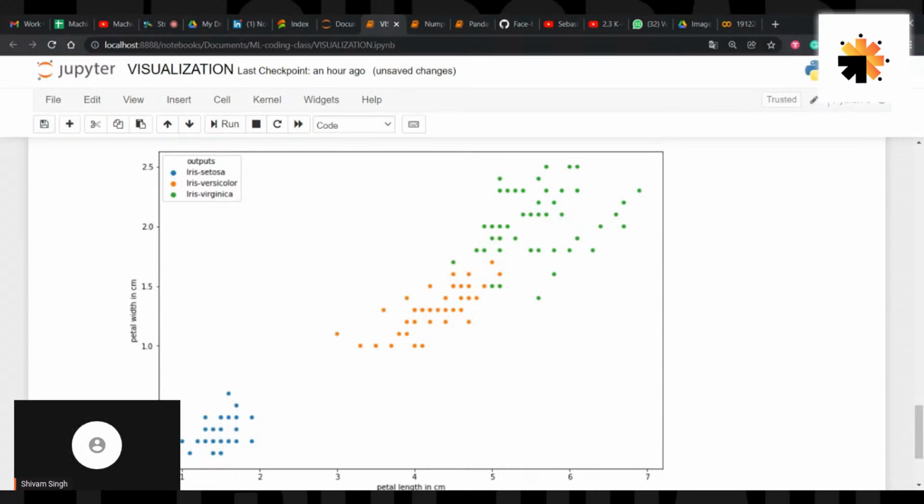Now, taking this particular graph into consideration, from here also you can make one hypothetical decision, meaning you can make one hypothetical machine learning model here itself. Now how is that possible?